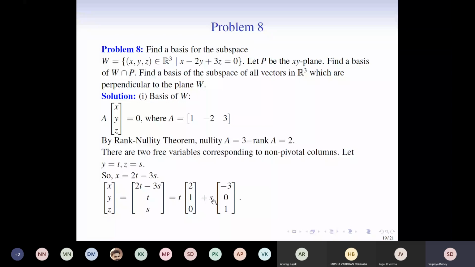Note that t and s are free variables. That means I can choose t and s as any scalars. They are free variables, so I have the freedom to choose these two as any two scalars. That is the definition of span, right? So we can clearly see that such elements are spanned by these two. Therefore, this is the basis of W.